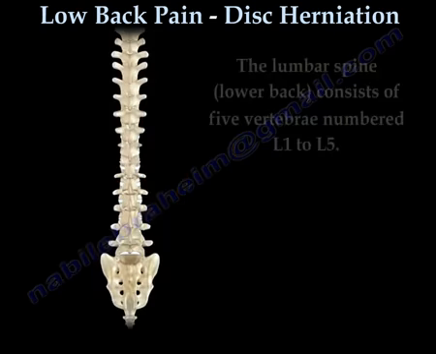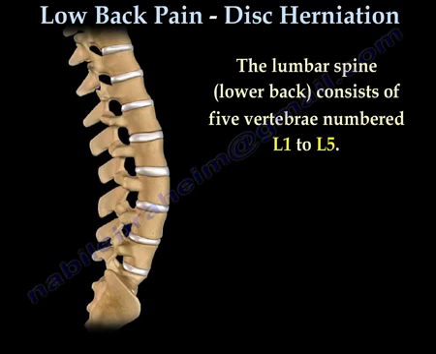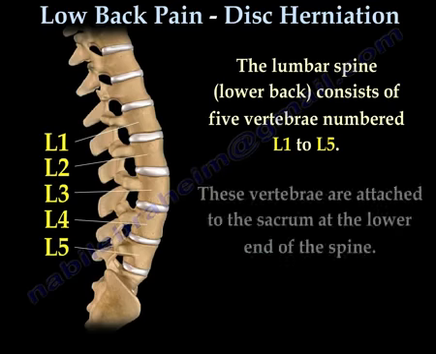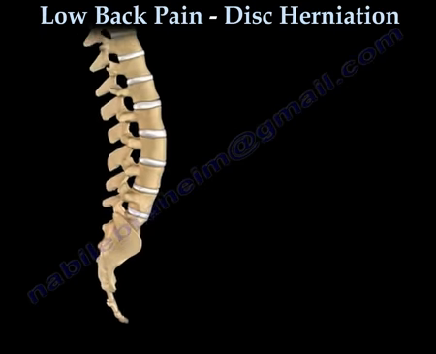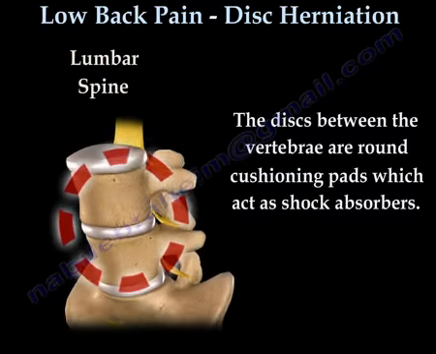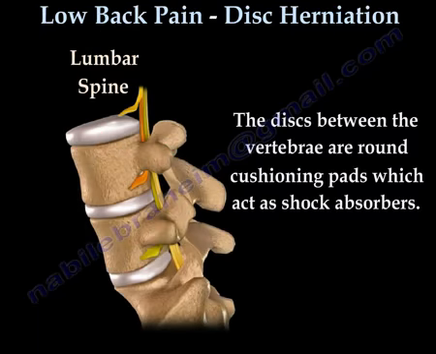pain. The lumbar spine, which is the lower back, consists of 5 vertebrae. We call it L1, L2, L3, L4, and L5. These vertebrae are attached to the sacrum, the tailbone, at the lower end of the spine. The discs between the vertebrae are cushioning pads which absorb the shock.